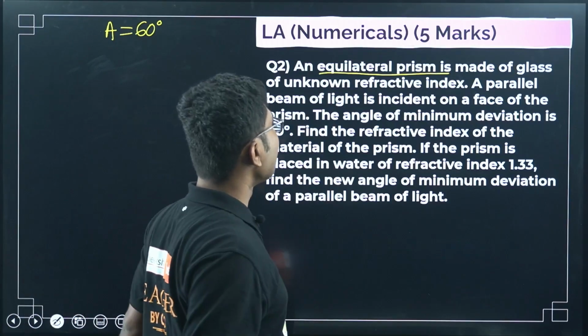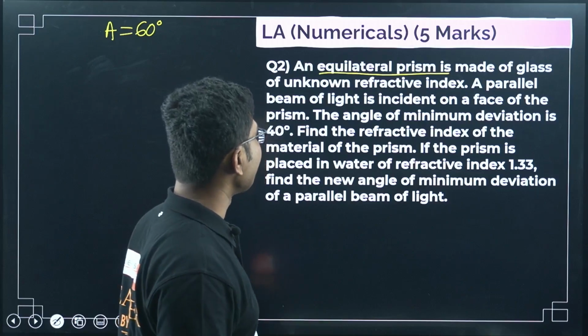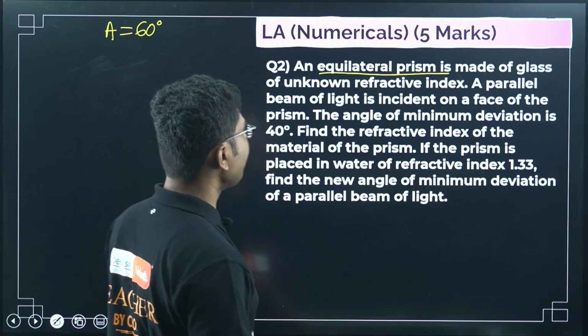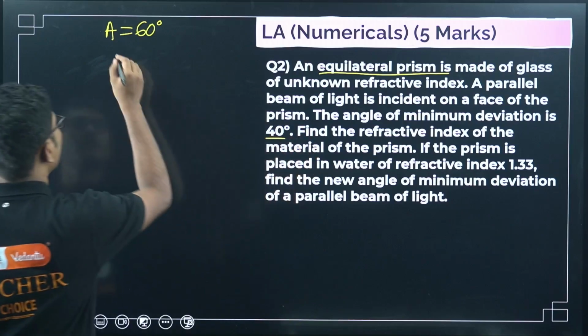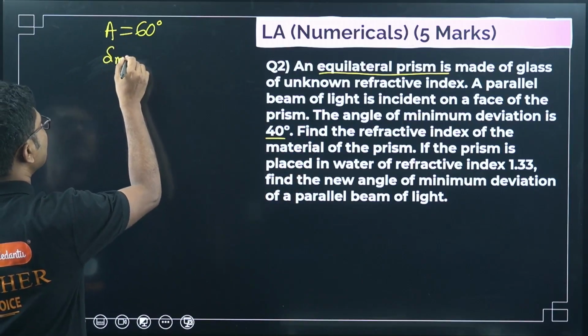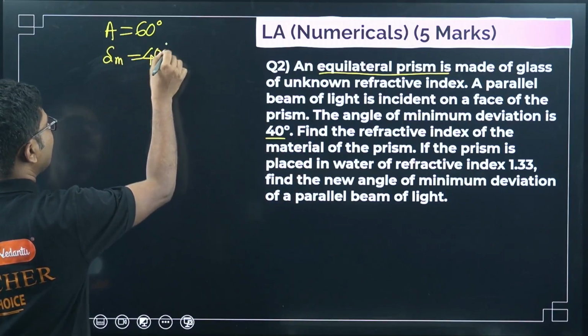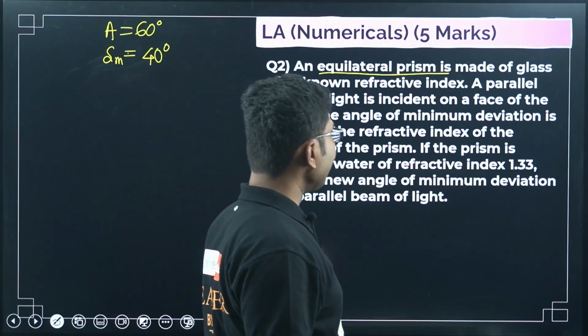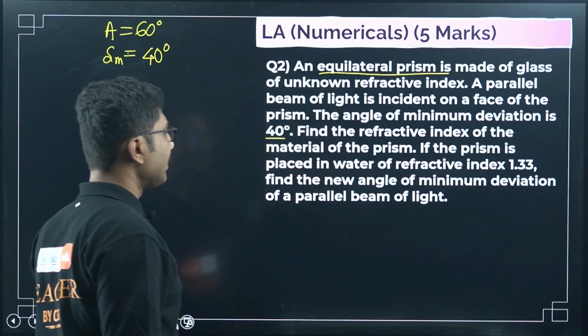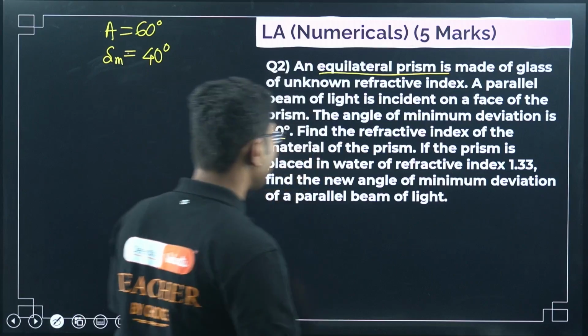A parallel beam of light is incident on the face of the prism. The angle of minimum deviation is 40 degrees. So the angle of minimum deviation delta M is given as 40 degrees. Find the refractive index of the material of the prism.